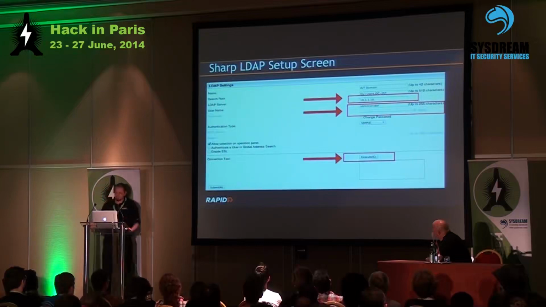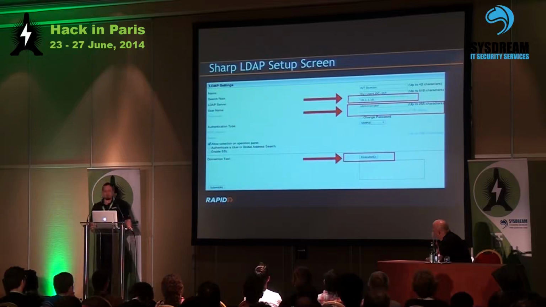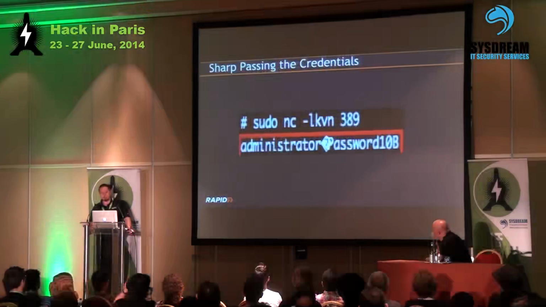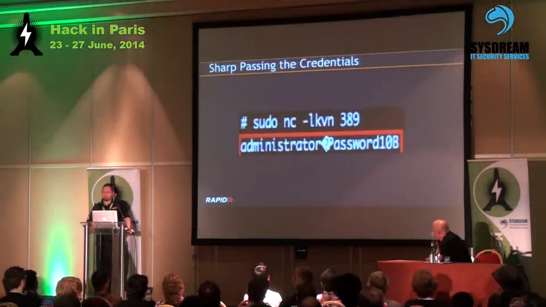So once we hit this execute, what do you think is going to happen? The printer's going to say, hey, how you doing? Here are my credentials. As we see here, we get the administrator ID and we get the password. The question mark and the 0B are just extra binary data that gets sent along with the Sharp.